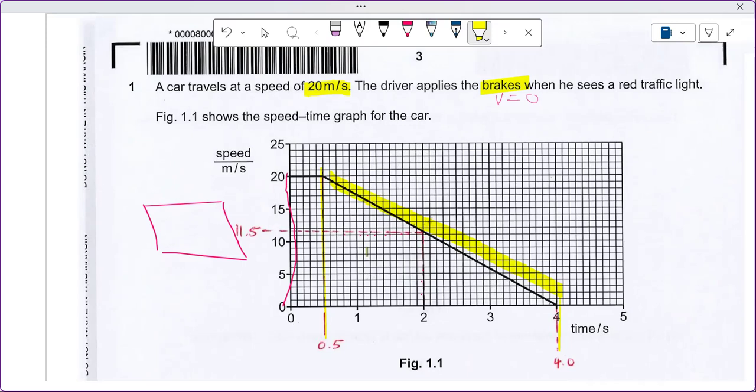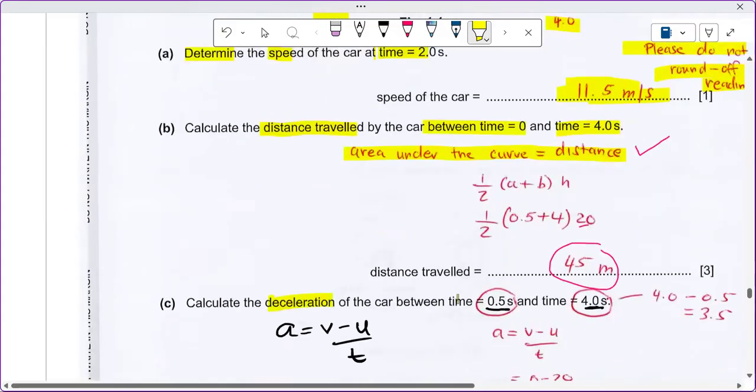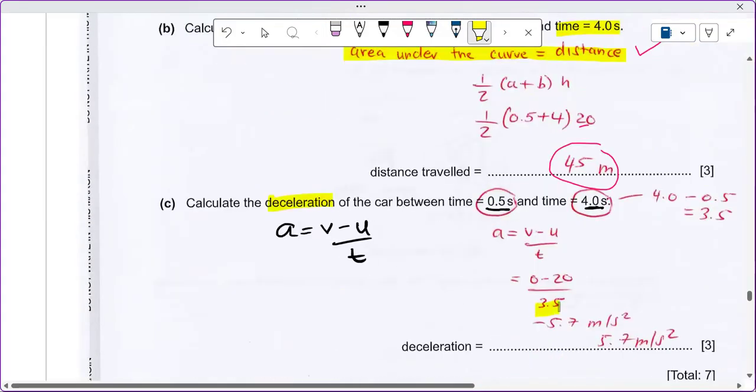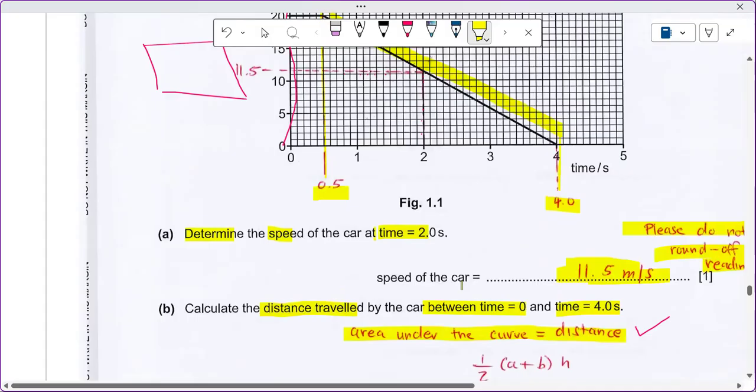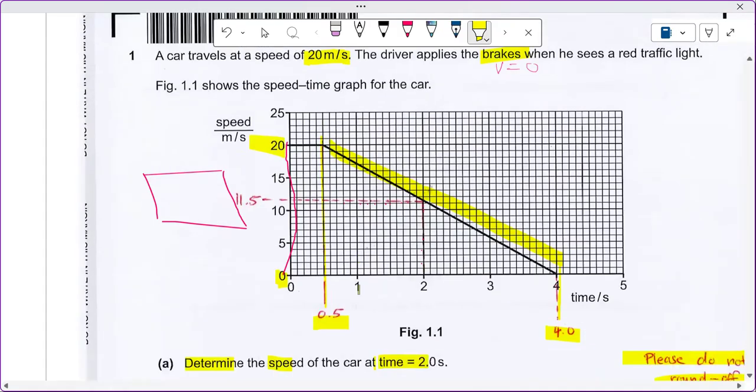So now they're asking us to find that deceleration. How long did it take is the question. It started at 0.5 and 4. So that would be the difference between the two to give me my time. And therefore, my time becomes 3.5. What was the initial velocity? The initial velocity was 20. The final will come to 0 because it's decelerating now here. So from here to there, initial was first 20, and then it decelerated all the way to 0.